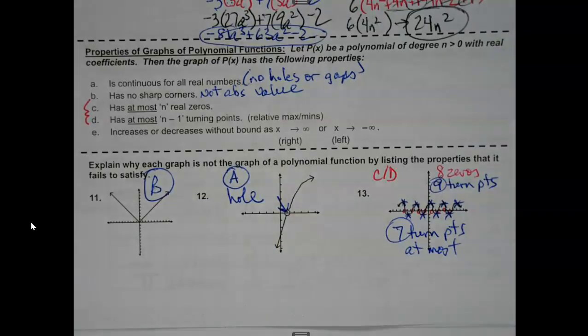So if you see more maxes and mins than you do zeros, like in the picture that you see, if there's more of the mountains and valleys here than there are zeros, that doesn't qualify as a polynomial function. Okay?